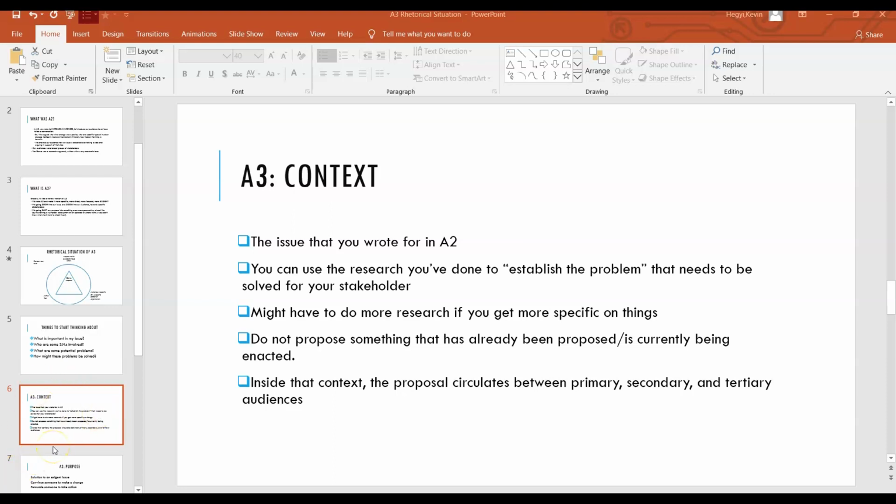And just another note, inside the context of what you're talking about, this is more talking about the context of the proposal itself. You've got to think about where a proposal is going. It's going between primary, secondary, and tertiary audiences. So someone might read it and pass it on. So that's just something to be in the know about as well.